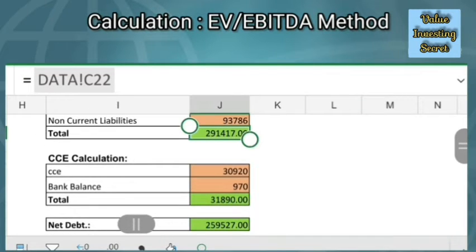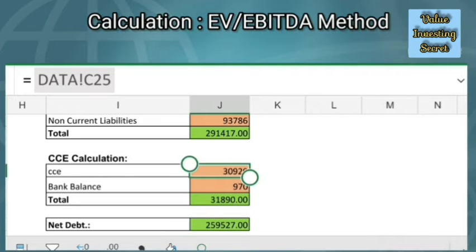Then to calculate CCE, that is cash and cash equivalents, this data also we can get in the annual report of any company. To get total CCE, we have to add CCE and bank balance both. So I got 31,890 crores.